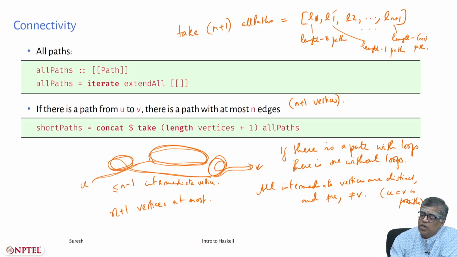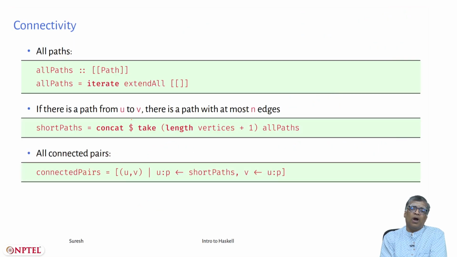So now I have this list of lists, and I can make it into a single list of paths by doing concat. So this will give me all short paths. Short paths are all paths with at most n edges. And I can now compute all connected pairs: connected pairs are U colon P such that U colon P belongs to short paths and V belongs to U colon P. That's all.